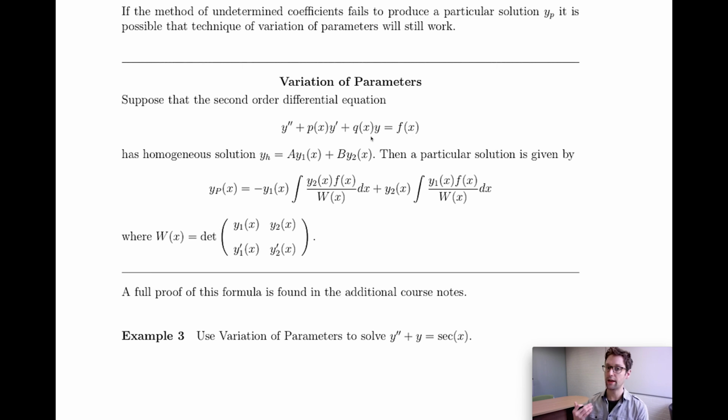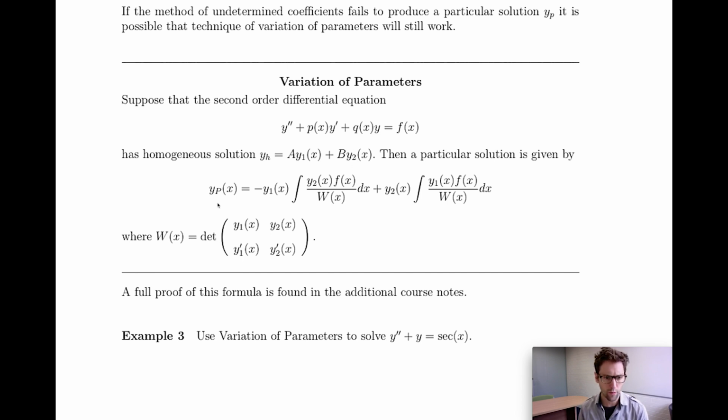And let's say that we have somehow found the homogeneous solution. So setting the right hand side equal to 0, we found the homogeneous solution. And it's of the form some constant times y1 of x plus some constant times y2 of x. So like in the last example, we had a cosine of x plus b sine of x. Then those would be our y1 and our y2.